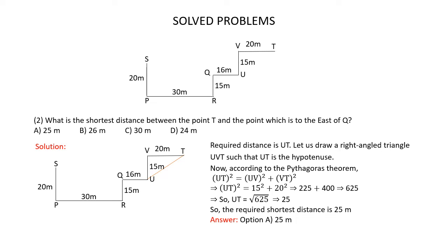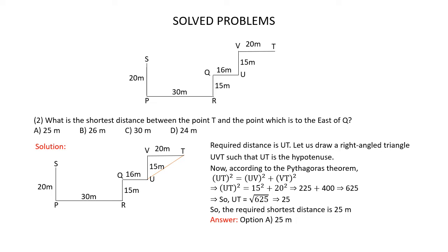Now according to the Pythagoras theorem, UT squared is equal to UV squared plus VT squared. We know that UV is 15 meters and VT is 20 meters. So UT squared is equal to 15 squared plus 20 squared, which is nothing but 225 plus 400, which is 625. So UT squared is 625. So UT is equal to square root of 625, which is 25.